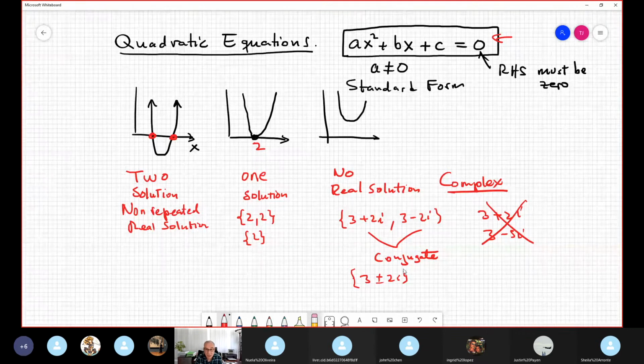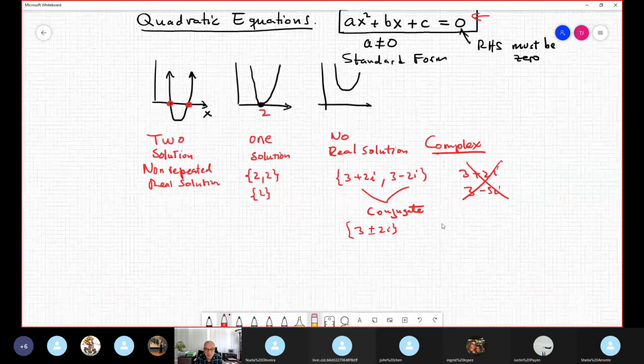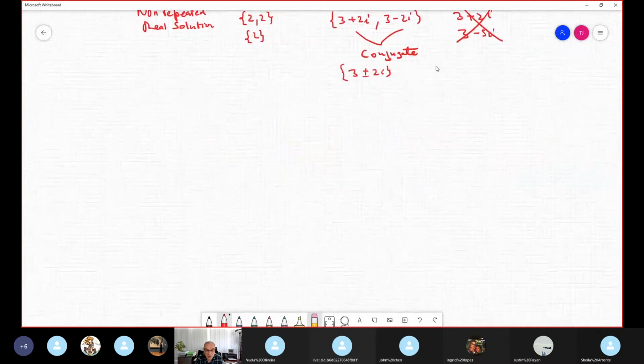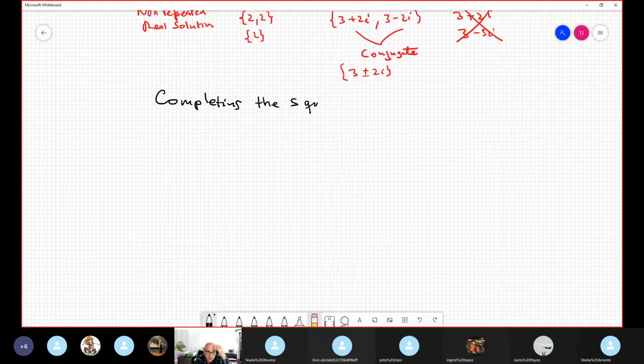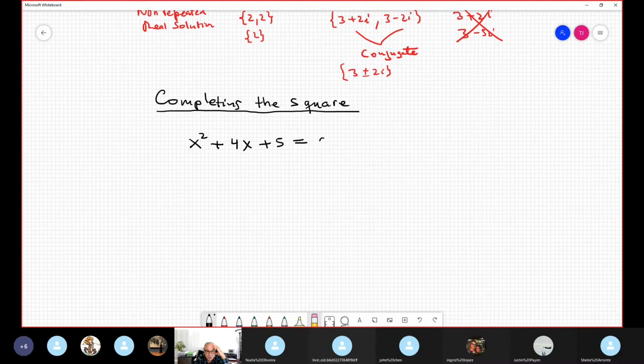This is the introduction. Now, I want to explain in detail the formula. What is the formula that we are using for solving the quadratic equation? Well, first of all, before the formula, I want to explain one technique that is completing the square. What does that mean? Well, completing the square is one technique. Suppose that we have this equation, x squared plus 4x plus 5 equal to 0.